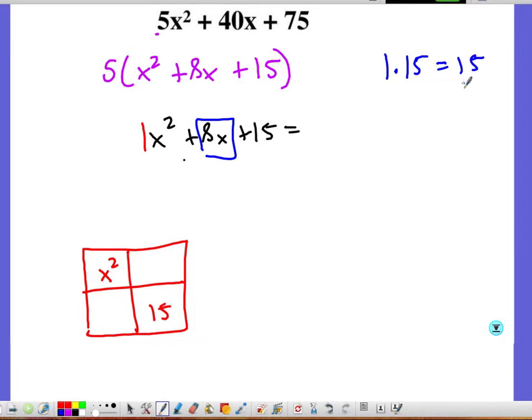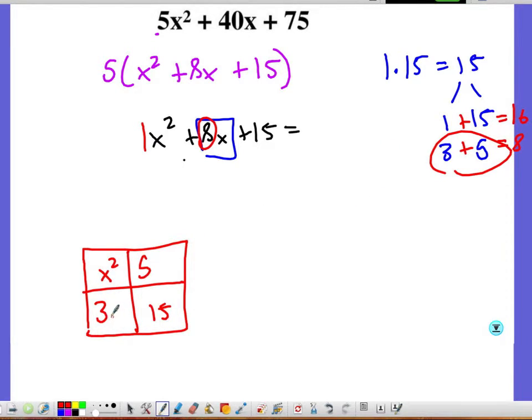Now this looks familiar. What are the factors of 15? So factors of 15 are 1 and 15, and 3 times 5. So which of these factors, when I add them together, are going to give me 8? 1 plus 15 is 16. 3 plus 5 gives me 8. These are the two factors, and so those are the numbers that I'm going to put inside my two boxes. But don't forget to put your variable x. They're always going to have that variable with them.